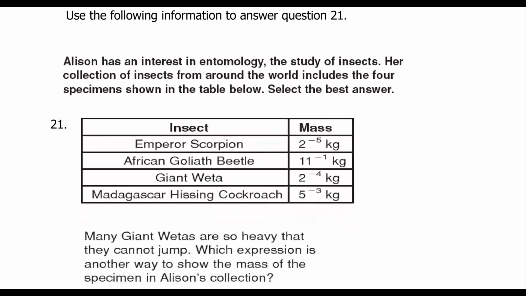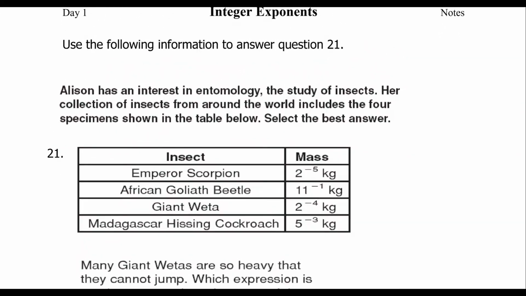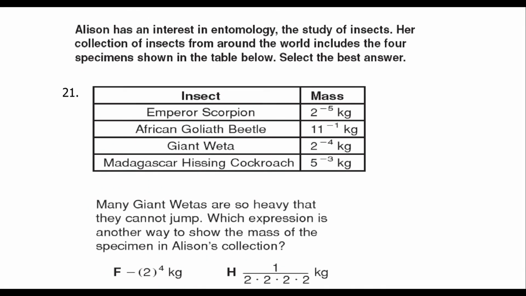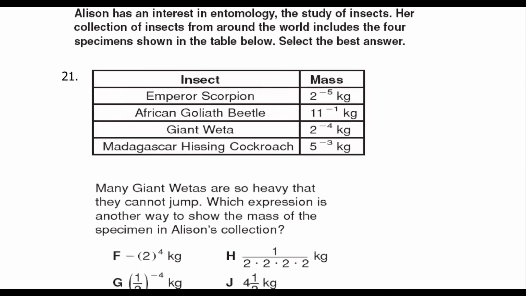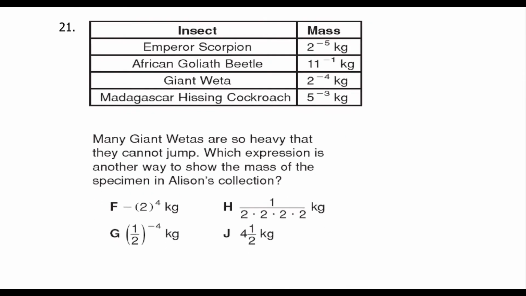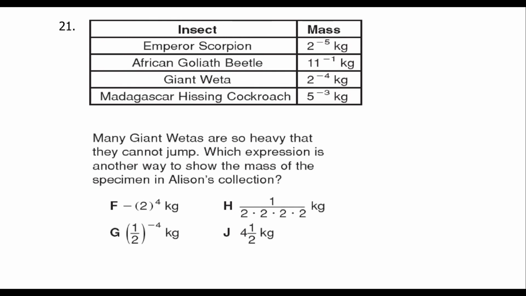Alright, so last little bit here. It's asking us to use the following information to answer question number 21. Allison has an interest in entomology, the study of insects. Her collection of insects from around the world includes the 4 specimens shown in the table below. Select the best answer. Okay, many giant wetas are so heavy that they cannot jump. Which expression is another way to show the mass of this specimen in Allison's collection? Now, it's referring to this line right here.